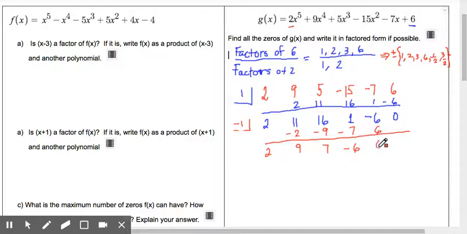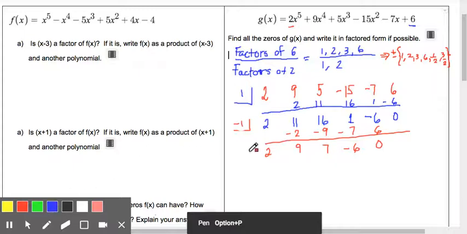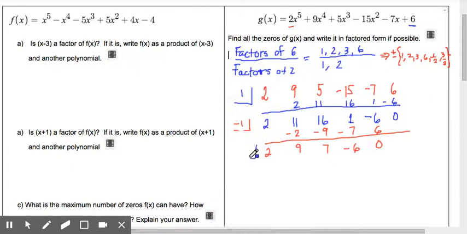Now we're going to get a 0. So we found our second 0. Now remember that since the degree is 5, we're looking for 5 zeros. So we found 2. That means we're still going to look for 3 zeros. All right, so let's try, well, negative 1 worked.